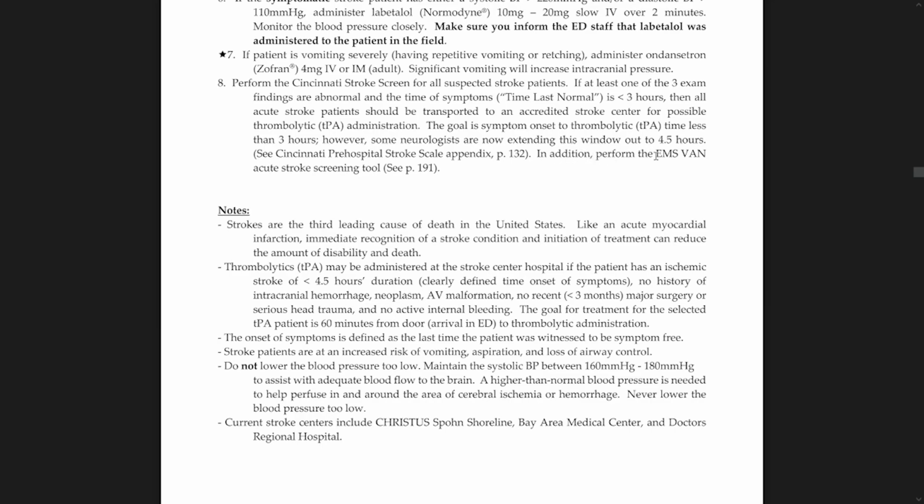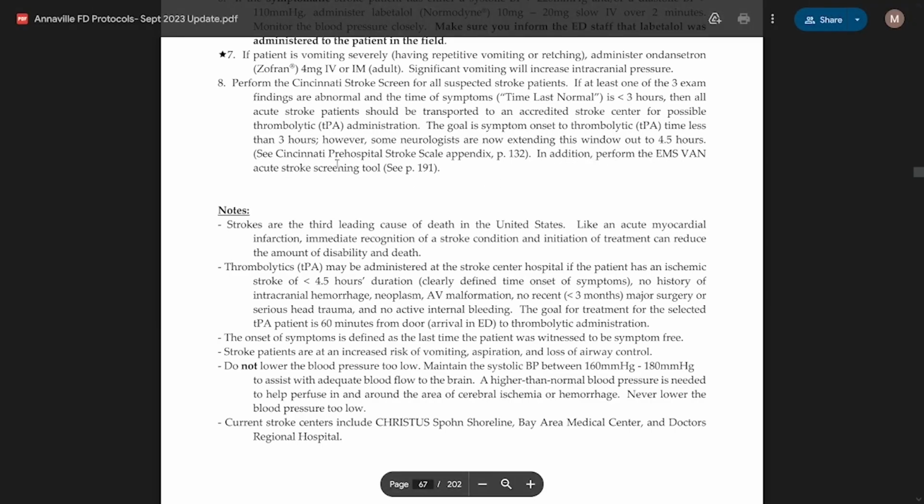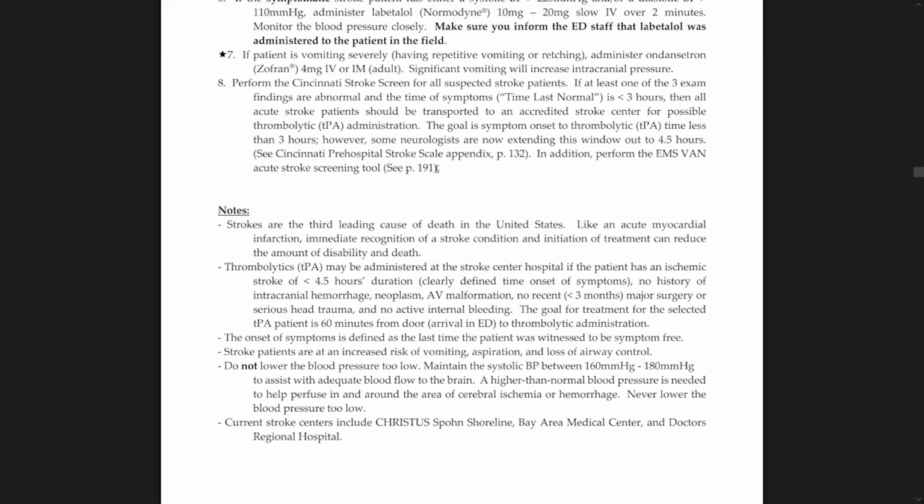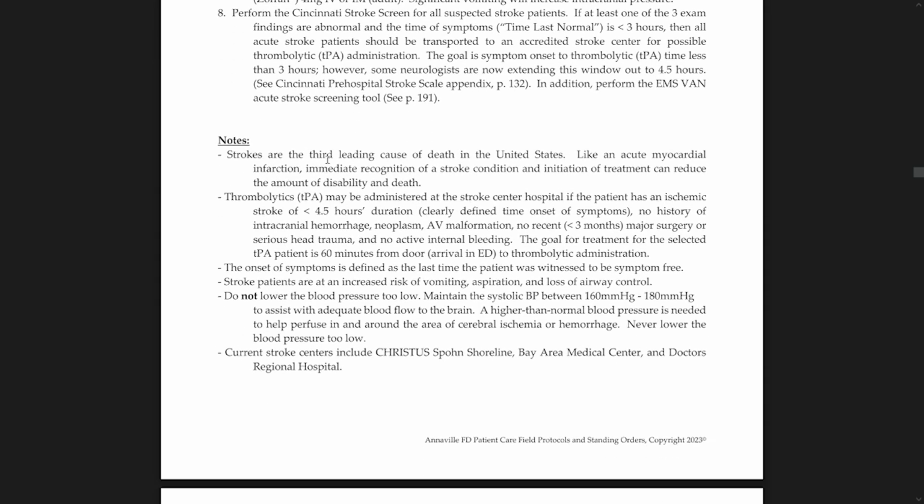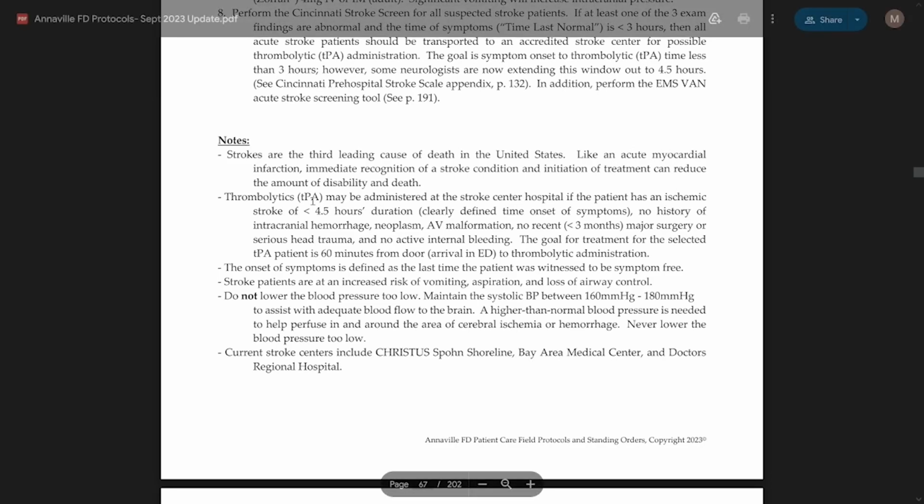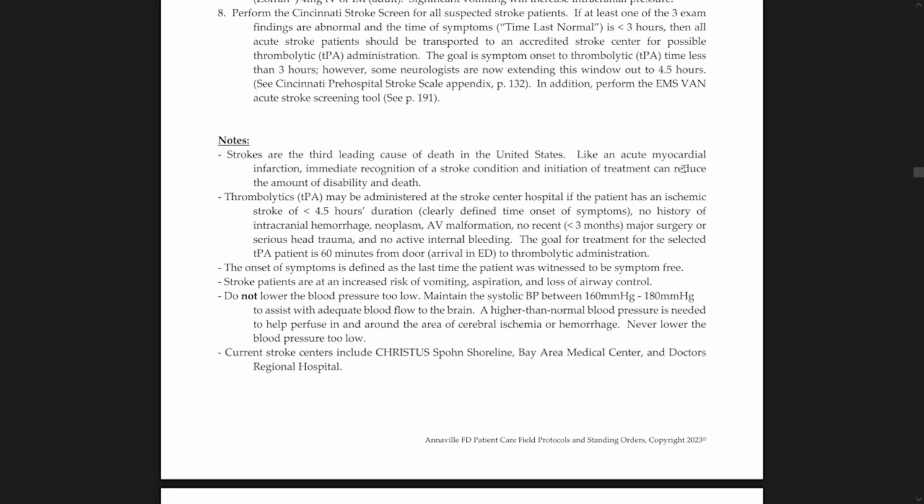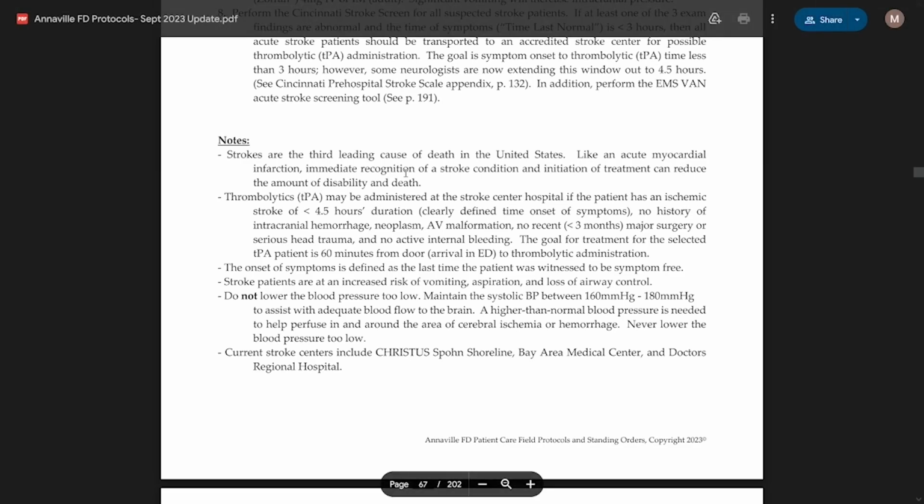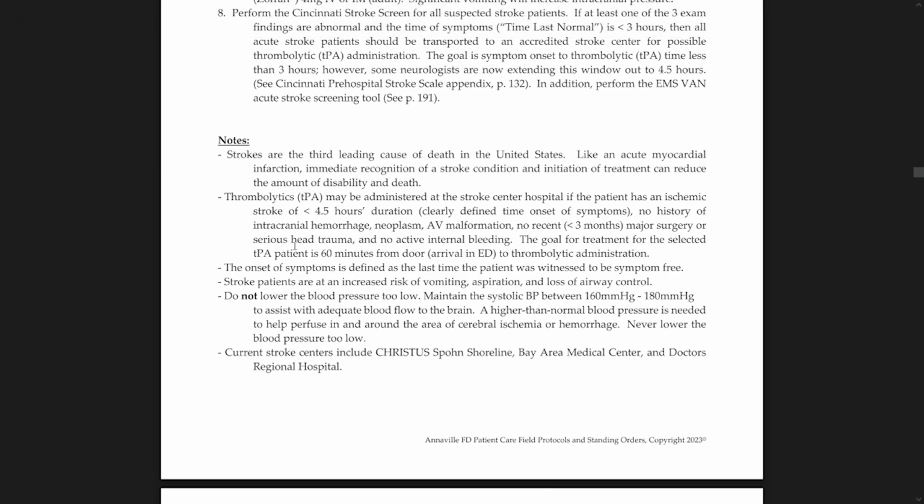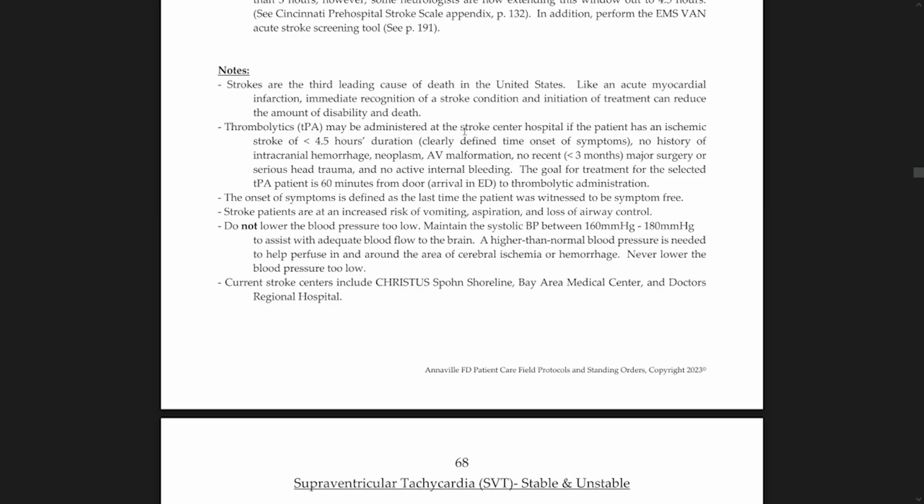In addition, perform the EMS VAN acute stroke screening tool seen on page 191. Note, strokes are the 3rd leading cause of death in the United States. Like an acute myocardial infarction, immediate recognition of a stroke condition and initiation of treatment can reduce the amount of disability and death.